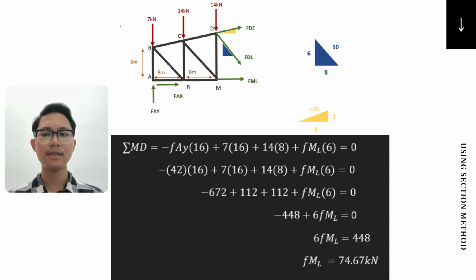After that, take a cut through the members DE, DL and ML. Work with the left part of the cut section. We get an equation of moment at point D. Summation MD equal to negative Fay times 16 plus 7 times 16 plus 14 times 8 plus Fml times 6 equal to 0. And we get Fml equal to 74.67 kilonewton.